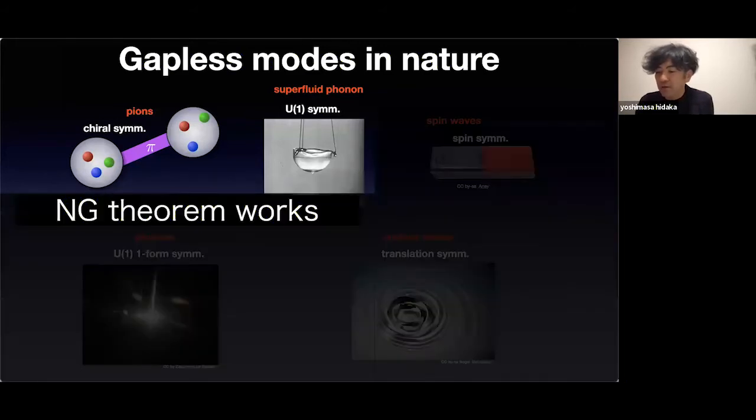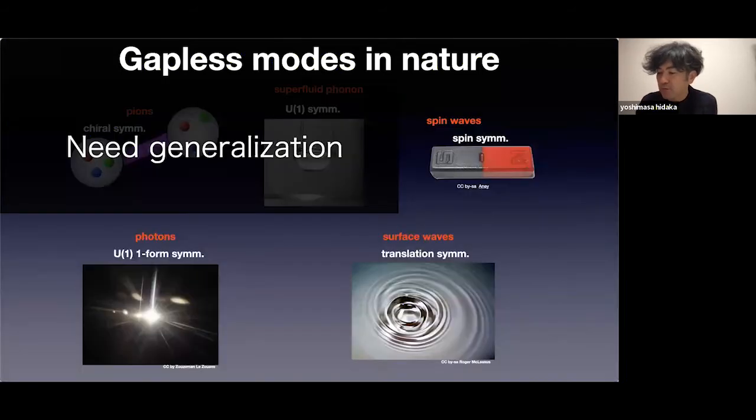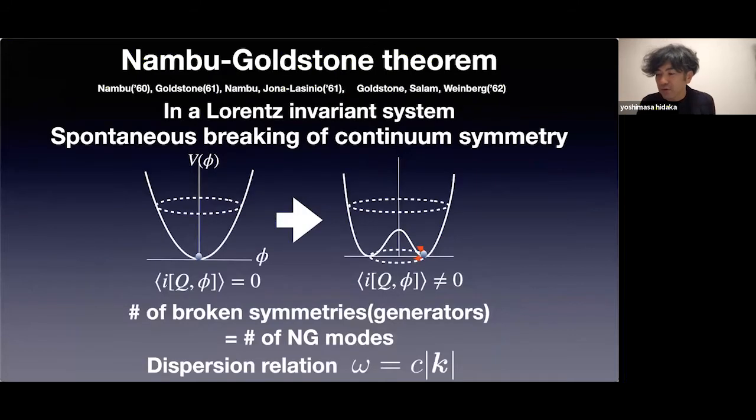But the Nambu-Goldstone theorem was developed in high energy physics, in particular for Lorentz invariant systems. So the conventional Nambu-Goldstone theorem works only for such particles. If you look at other systems, you need some generalization of the Nambu-Goldstone theorem. So what is the Nambu-Goldstone theorem?